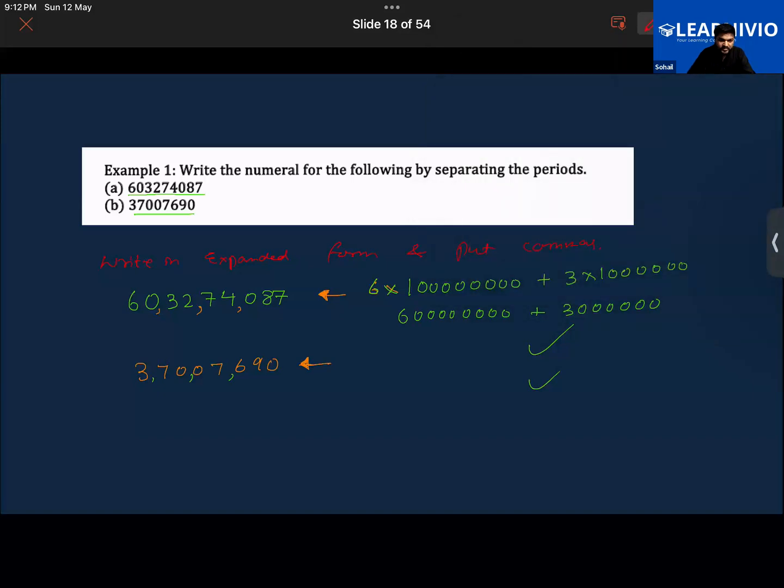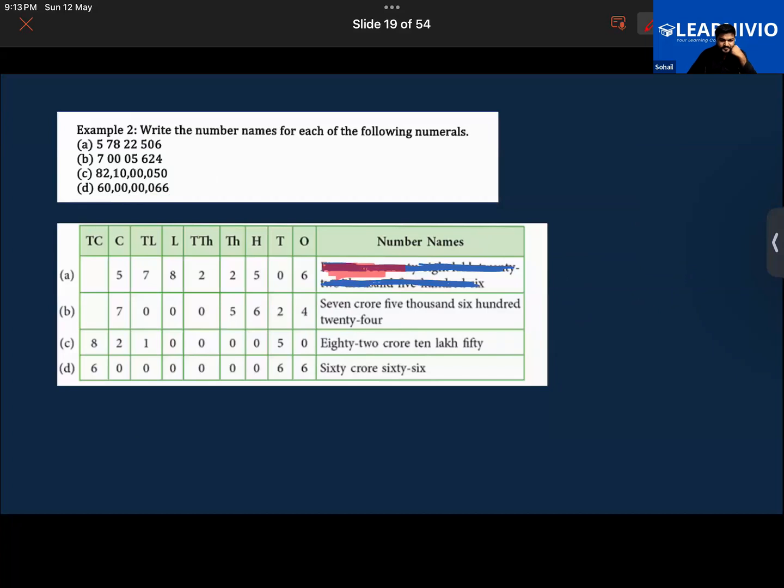Now tell me how you are going to read this number. The first number. Habib, how would you read the first number? 60 crore. Then 60 crore 32 lakh 74,087. Very good. Sumaya, how would you read the second number? 3 crore, 70 lakh, 7,609. Very good. Great.